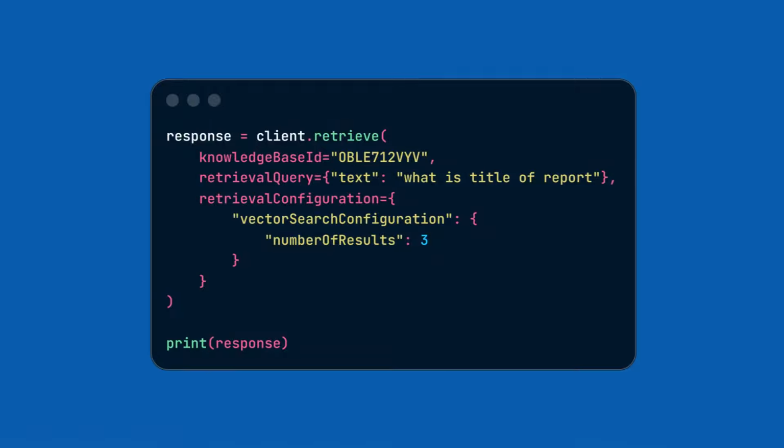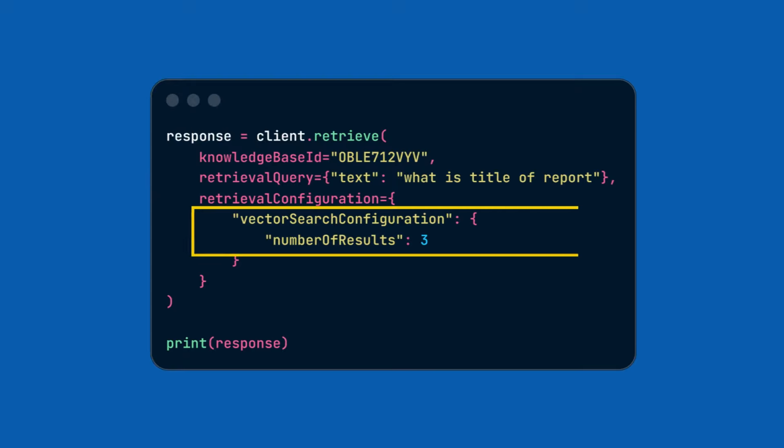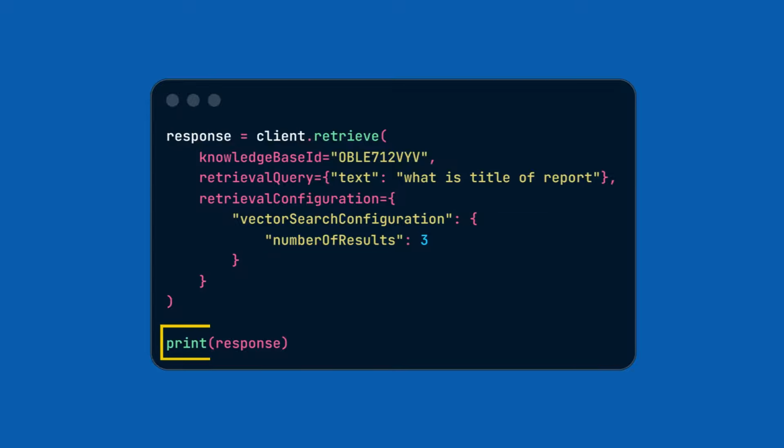In the retrieval configuration, we fine-tune how the search works. Here we are using the vector search configuration with number of results set to 3. That means the system will return the 3 most relevant matches based on semantic similarity. The result is stored in the variable response. From there, you can inspect the output, extract the relevant fields, and present the answer to your user.